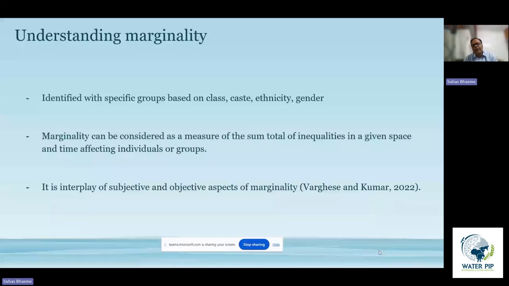So when it comes to marginality, I think largely the discourse of marginality is about identifying special groups in terms of class, caste, ethnicity, or gender, who have historically been marginalized in terms of the opportunities available, for example, social, cultural, or economic opportunities. So in a larger sense, we can understand marginality as the total inequalities that exist in a given space or time, affecting individuals' or groups' abilities to develop.